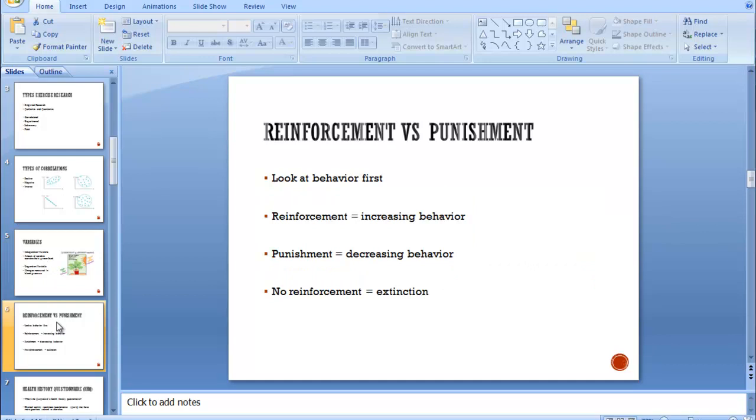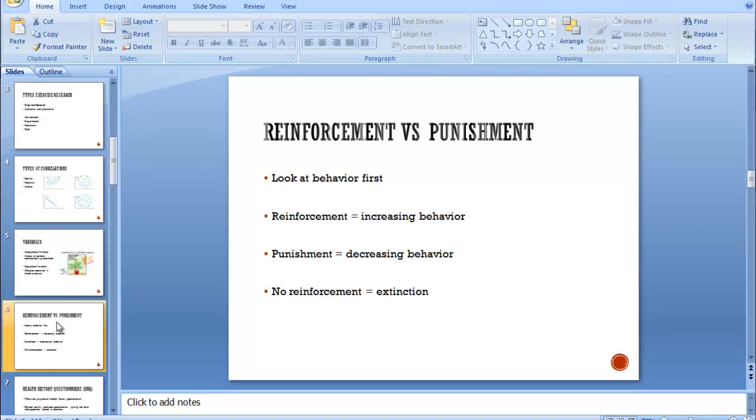So reinforcement versus punishment is used more in goal setting. So you may try to come up with a way to help yourself achieve goals, and a lot of times you're going to do that through reinforcement, and sometimes you do it through punishment. But the key here is if you're trying to increase behavior, that's reinforcement. If you're trying to decrease behavior, then that's punishment.